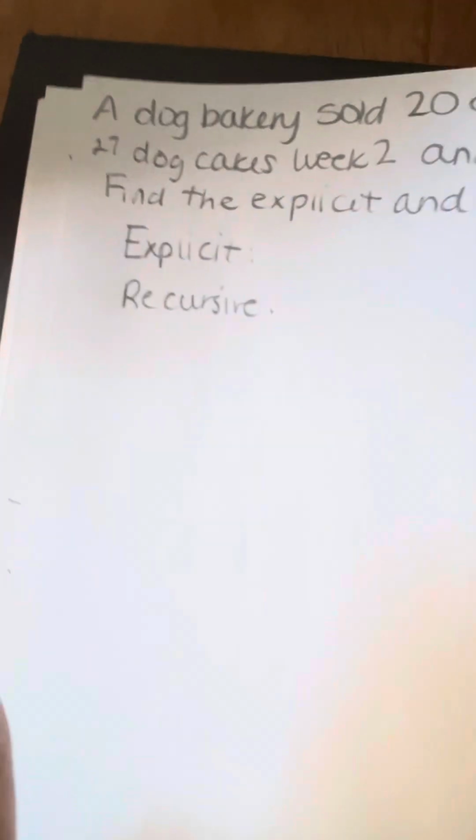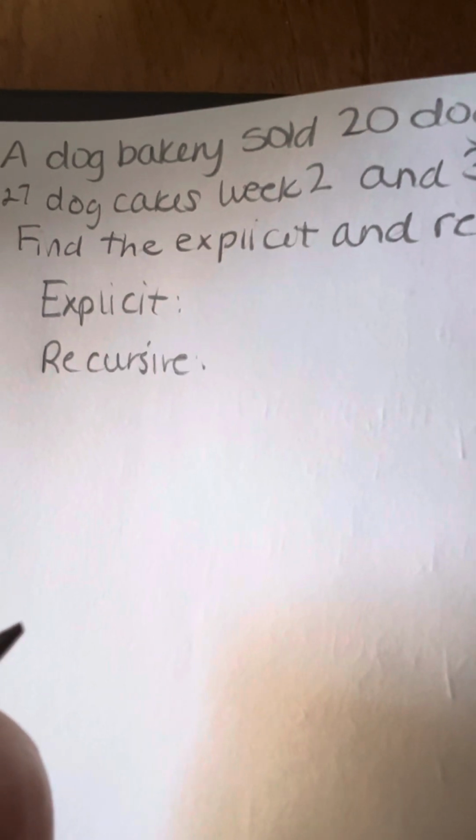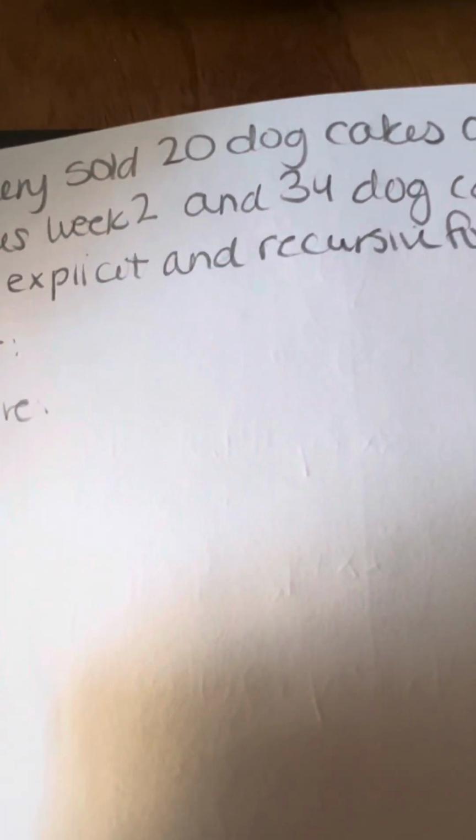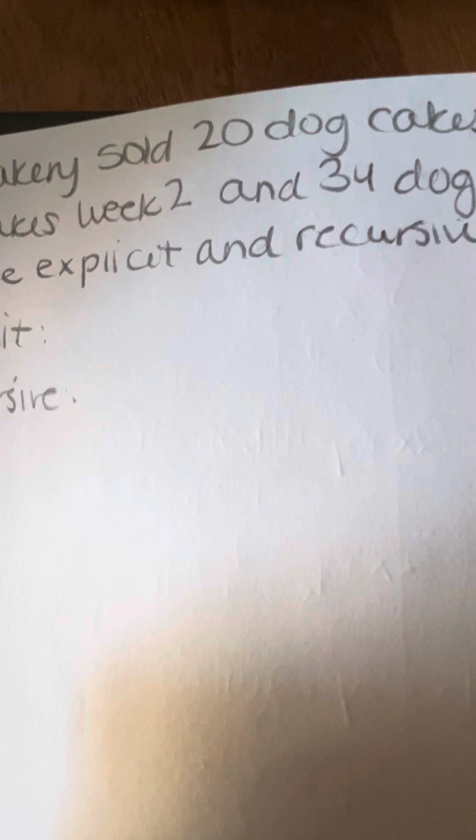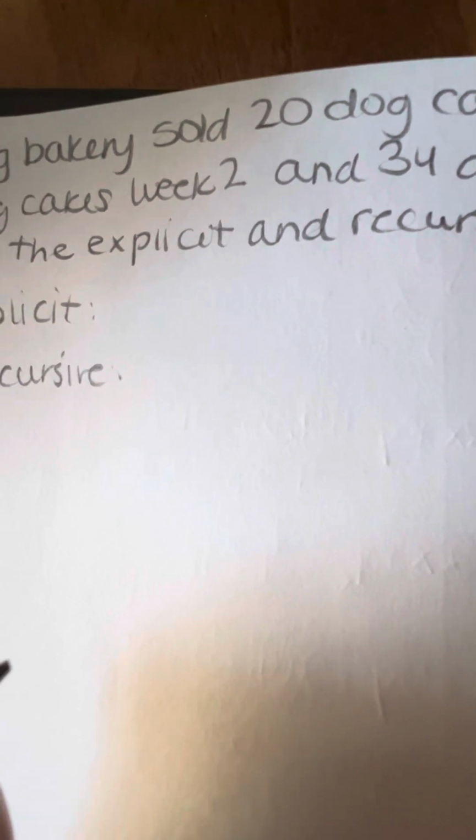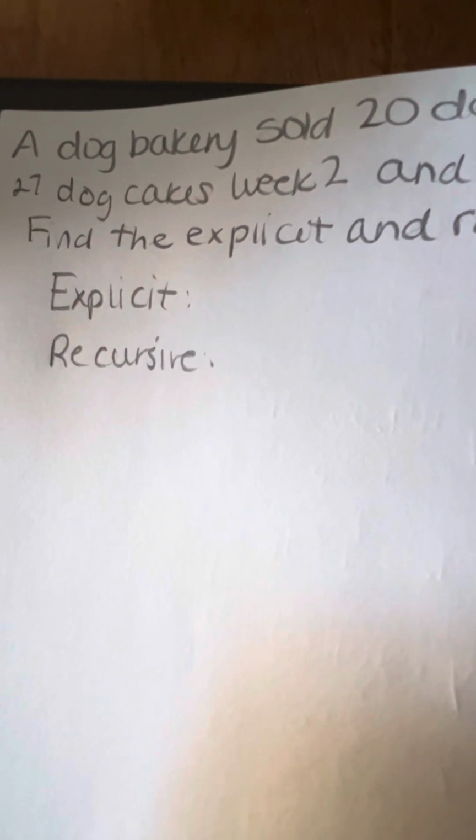If I'm looking at what we started with, I'm just going to put these down. We started with 20, then we went to 27, and then we went to 34. So that is going up by 7 every single time. So you're just adding, and adding is arithmetic.